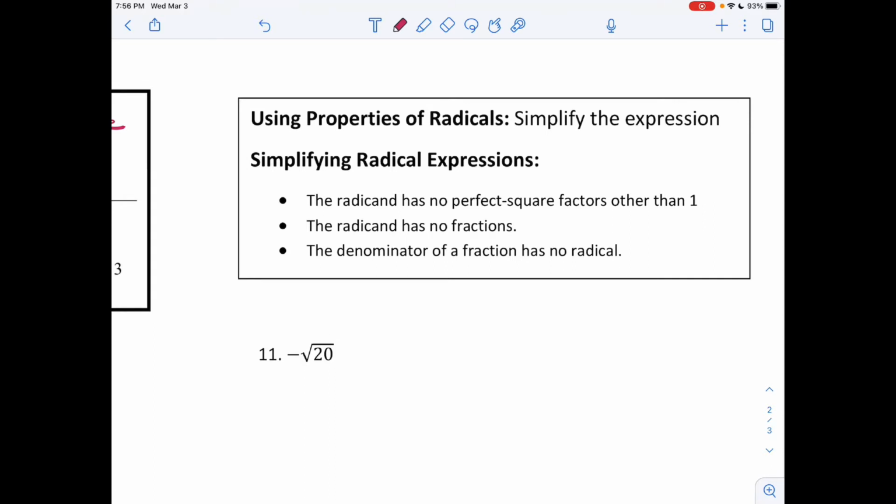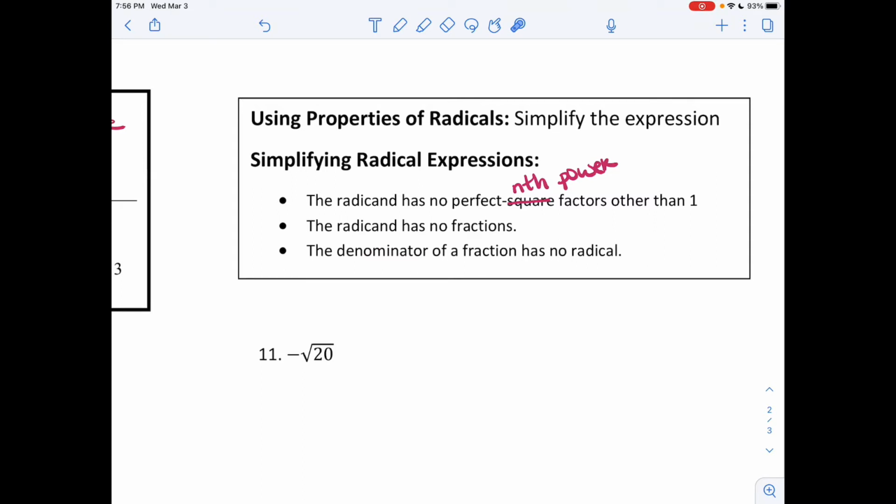Keeping our definitions in mind, let's go ahead and talk about how to make sure that you have completely simplified a radical expression. So the first thing you want to make sure of is that the radicand has no perfect square factors other than 1. And technically, instead of perfect square, we should say perfect nth power, because we're no longer just talking about square roots, we're talking about third roots, fourth roots, fifth roots, and the powers that would go along with those, a third power, fourth power, fifth power, etc. The radicand, the part underneath the radical, also can't have any fractions. And the denominator of a fraction doesn't have a radical. So let's take a look at some examples.